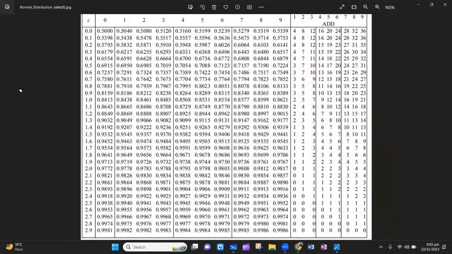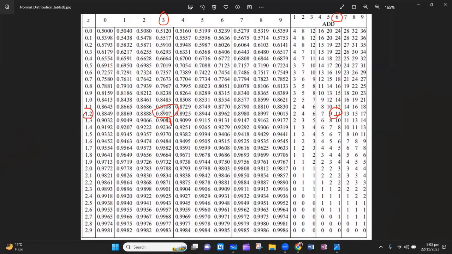Okay, so 1.2 is here, and then 3 is here. So you read this value, 0.8907, and 6 is read from here. This is 6. So what do we have on the same row underneath 6? It's 11. So 11 is actually added to the last two numbers.